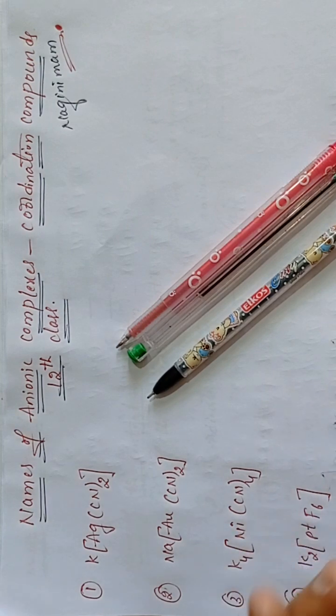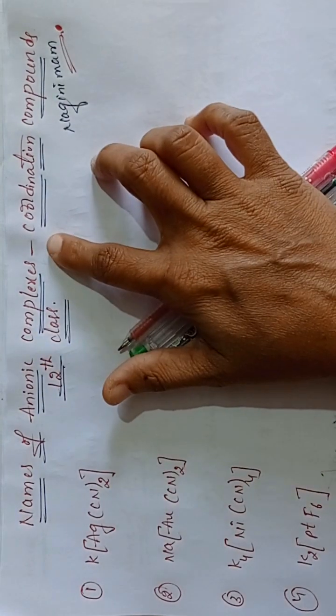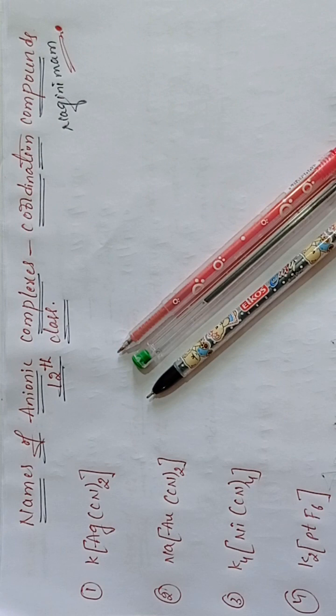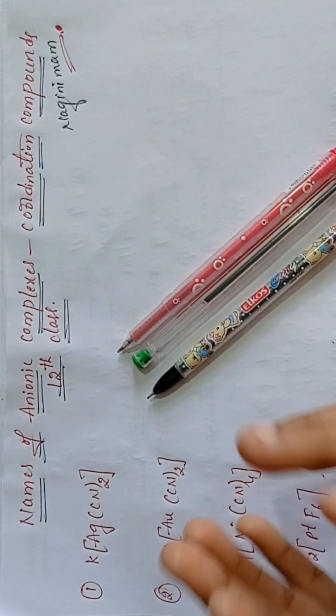In today's section, I'm going to discuss the names of anionic complexes. This is a topic from coordination compounds, 12th class, second PUC. Okay? So, anionic complex. Students are getting confused.